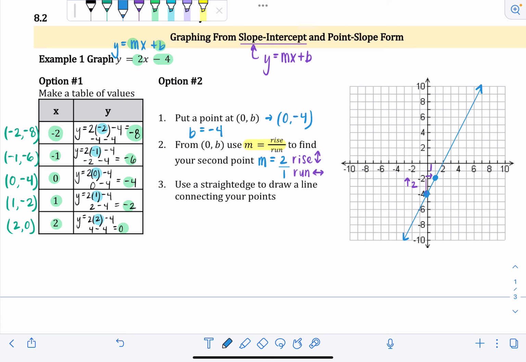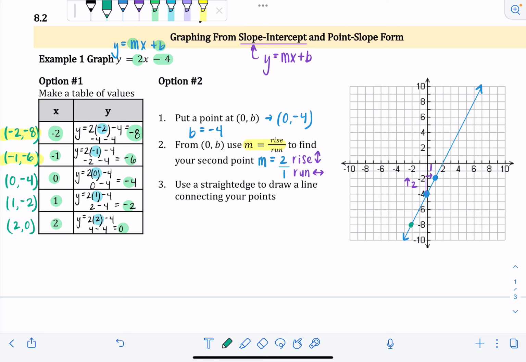And then the reason I didn't graph the points initially from option 1 is I wanted to show you that now that we have our shortcut line, it does contain all the points that we found from the table. So if I go back and graph all my points from the table, they should fall in this line. So -2, -8, I would go left 2 and then down 8, which is right here.